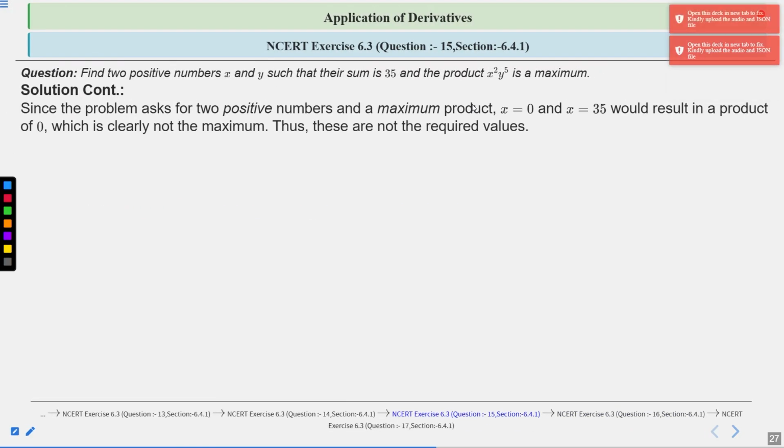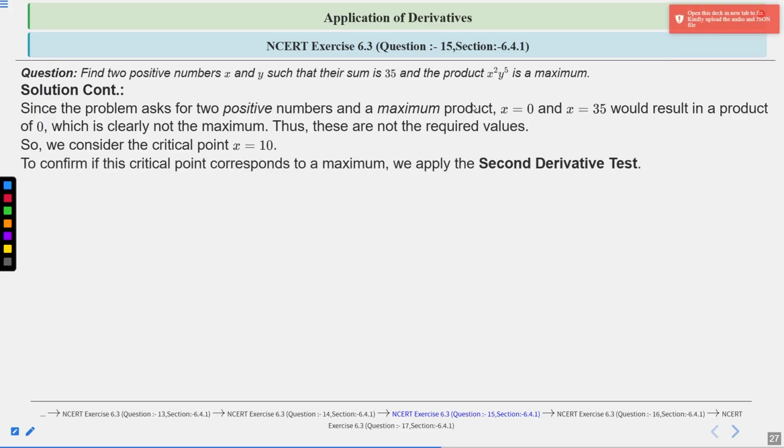Since the problem asks for two positive numbers and the maximum product, x equal to 0 and x equal to 35 would result in a product of 0, which is clearly not the maximum. Thus, these are not the required values. So we consider the critical point x equal to 10, right?